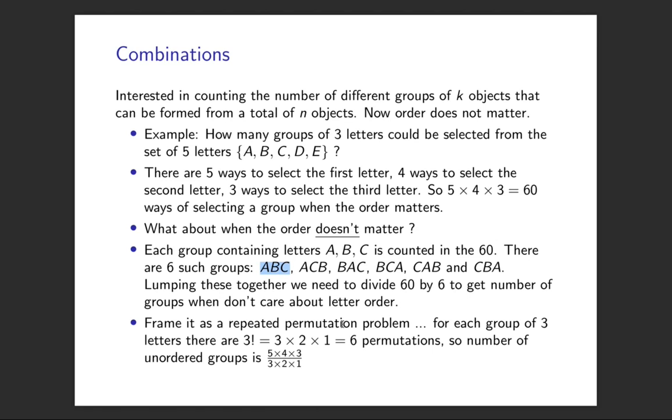And so what we have is essentially a variant on our permutation problem, right? If we're drawing 3 letters, there's 3 factorial ways we could write out our 3 letters. So that's our 6 permutations. And so the number of groups not caring about the ordering is going to be the 5 times 4 times 3, which is the total number of ways we can draw 3 letters out of 5 where we care about the ordering, and then divide through by 3 times 2 times 1, which is the number of different ways we could order 3 letters, but we don't actually care, so we divide that out. We lump all those together.